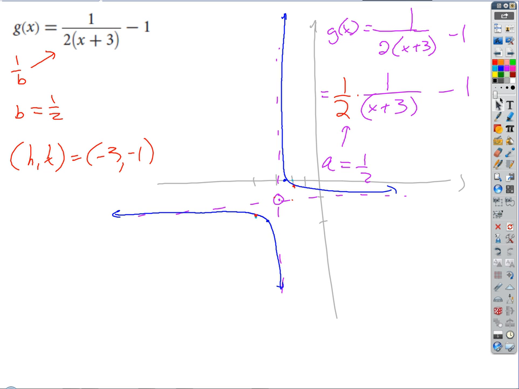And then we're done. So what about this? What if we had something like this? I'm going to make a new function here. Let's say we have g of x equals 2x minus 3 over x plus 4, something like that. We want to get a sketch of this.